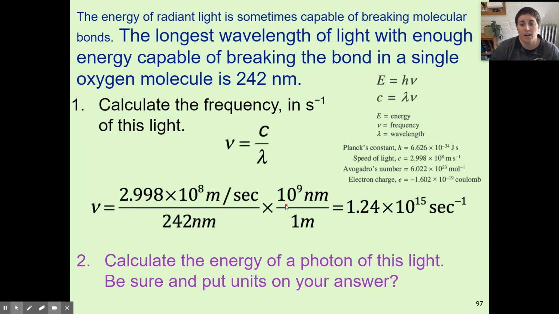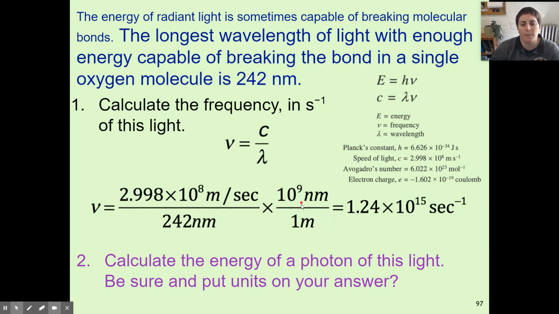I know that there are 10 to the 9th nanometers in 1 meter. That is a conversion factor you need to know. It's one we don't use a lot. It only really comes up in these type of problems, but you need to know it. Nanometers is 10 to the 9th meters. So that converts my nanometers into meters or my meters into nanometers, however you're thinking about it.